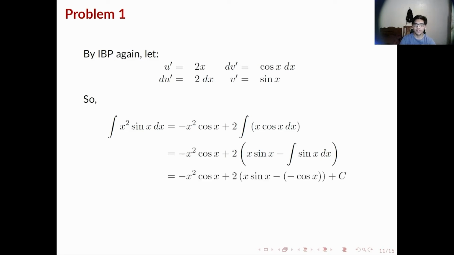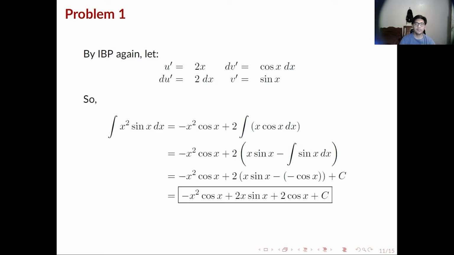Again, we integrate this and we get negative x squared cosine x plus 2 times x sine of x minus negative cosine x plus c. Simplifying, we get negative x squared cosine x plus 2x sine x plus 2 cosine x plus c.